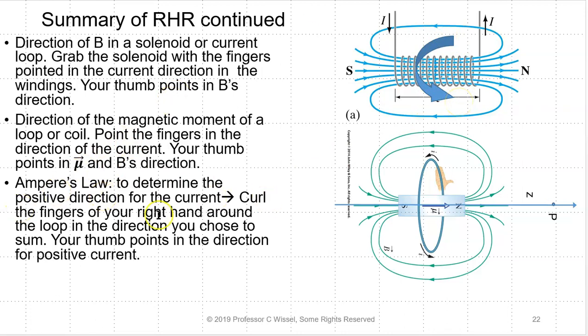Ampere's law: to determine the positive direction for the current, curl the fingers of your right hand around the loop in the direction you choose. Your thumb points in the direction of positive current.